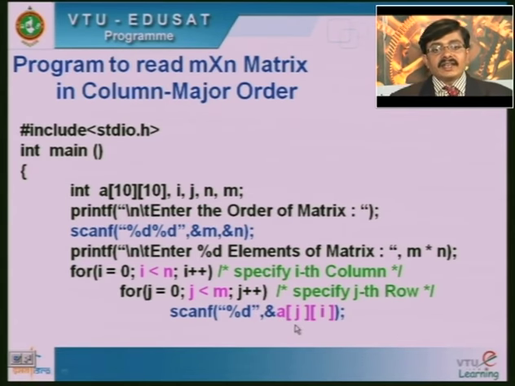So, the row will vary, whereas the column we are keeping constant. If we read the elements there, fine. First, when i is equal to 0 and j is equal to 0, we read the 0 0 first element. Then when j runs to the next iteration, j becomes 1.